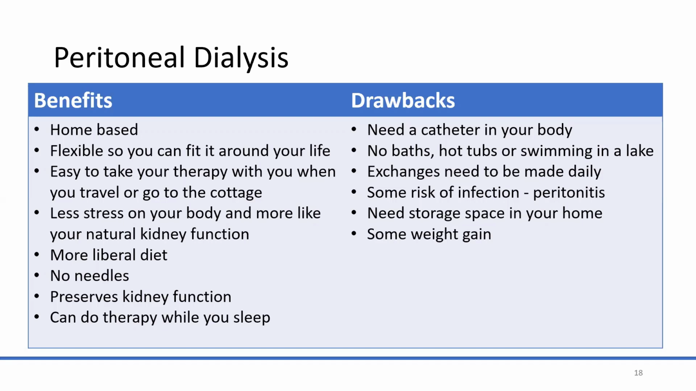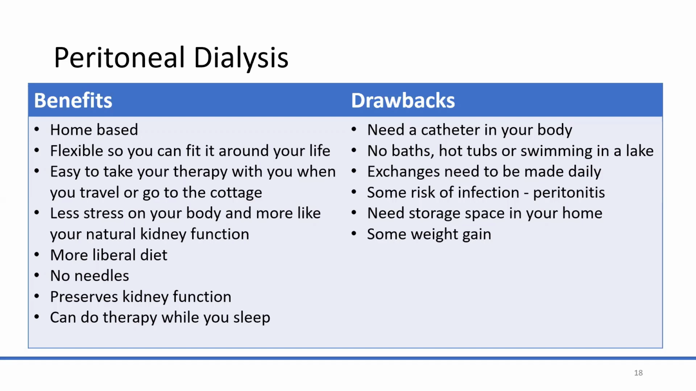You do need storage space in your home for the boxes of fluid that come either if you're on the CAPD or the manual type of dialysis, or the boxes of fluid for the machine type of dialysis. And because that dialysis fluid has sugar in it, some people will gain some weight. So that's sort of an overview of the types of peritoneal dialysis: CAPD, which is manual peritoneal dialysis, or APD, which is automated or machine peritoneal dialysis.